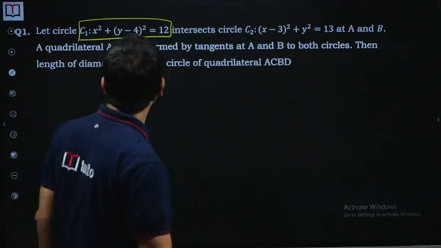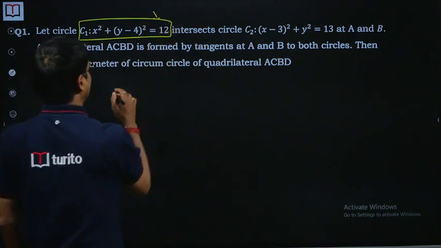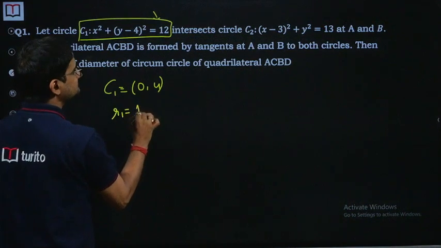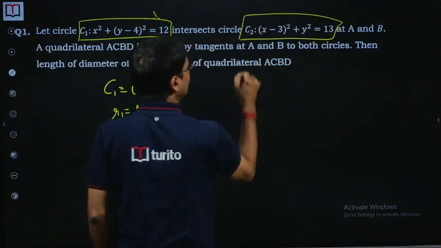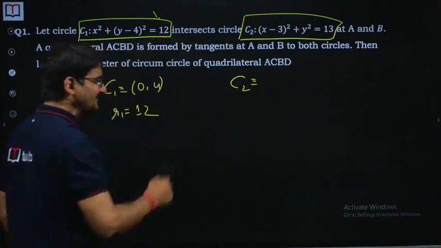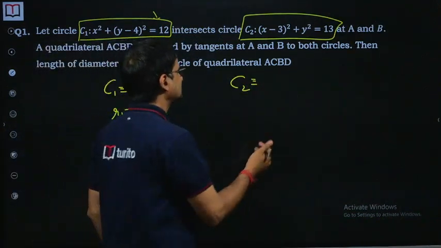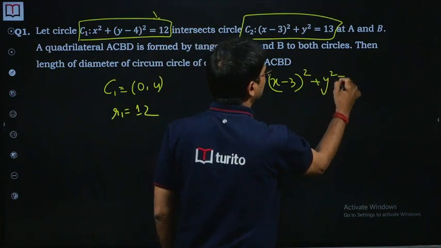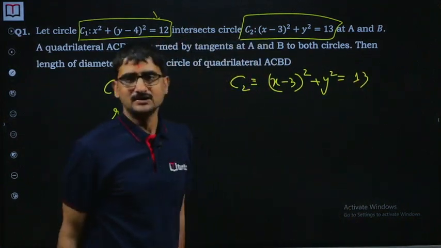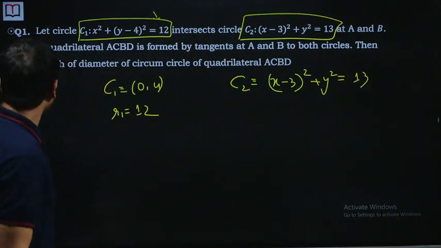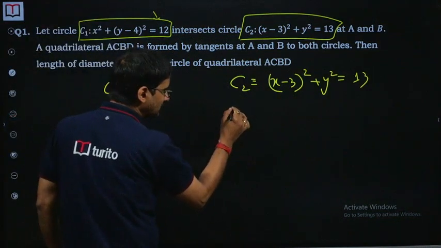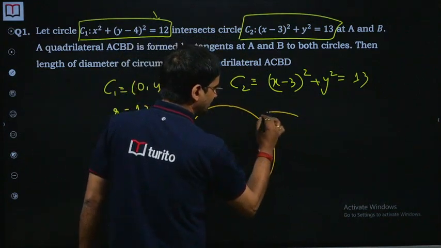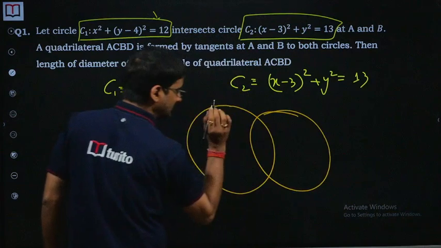Okay, so let C1 be the circle, which is this one, whose center is (0, 4) and radius is 12. C2 is another circle whose equation is (x minus 3) whole square plus y square is equal to 13. They meet at A and B. So the two circles intersect at A and B.